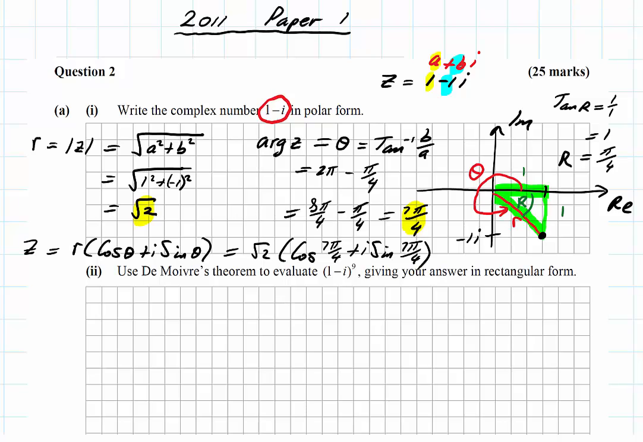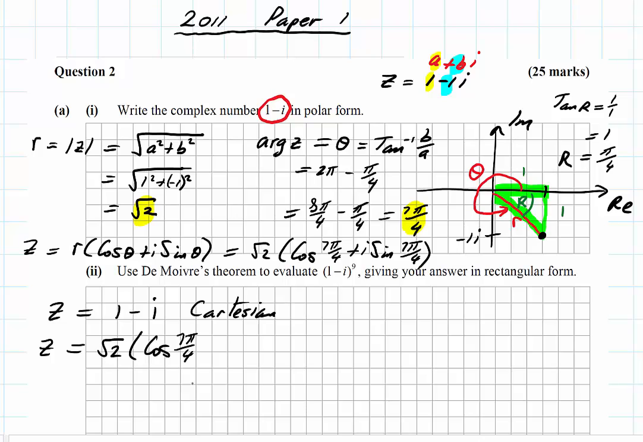Now in part 2, we come to the whole reason why you might need to get polar form in the first place. We could well ask the question, when you're given a number like z, which is 1 minus i, in what's called Cartesian form, why would you ever want to convert it to something like we just got there, which was root 2 times cos 7 pi over 4 plus i sine 7 pi over 4?